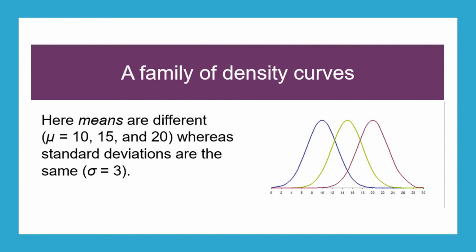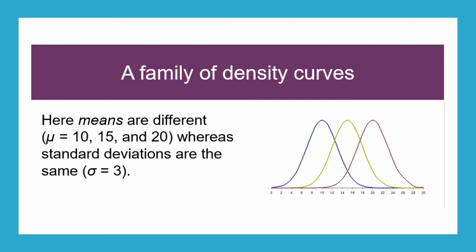We have a family of curves here, and it looks like the shape is the same. The only thing is it is shifted. So the standard deviations are the same. There is no difference in the spread. The spread is the same, but the center of these curves varies. Because in a bell-shaped curve, the center is the mean, so the mean varies and the standard deviation does not.